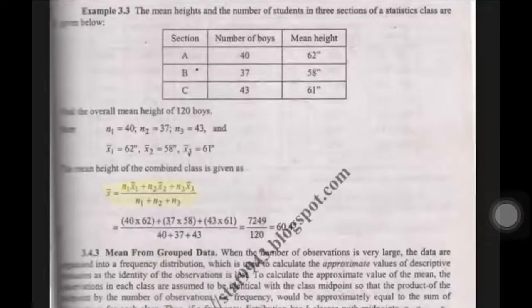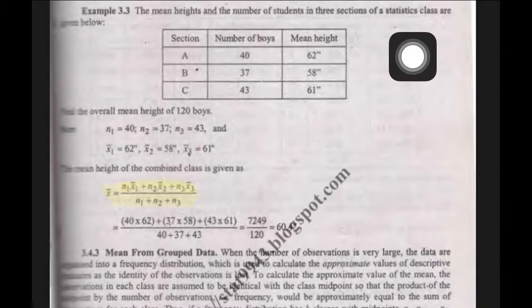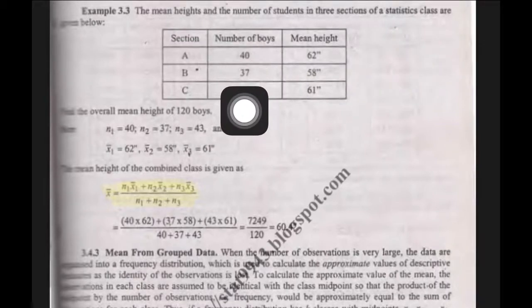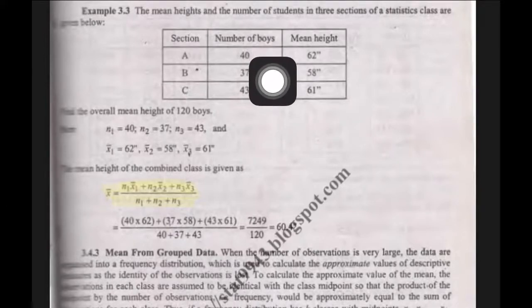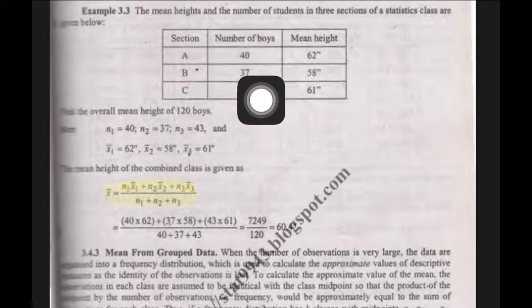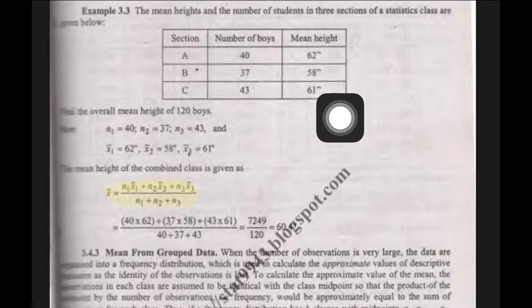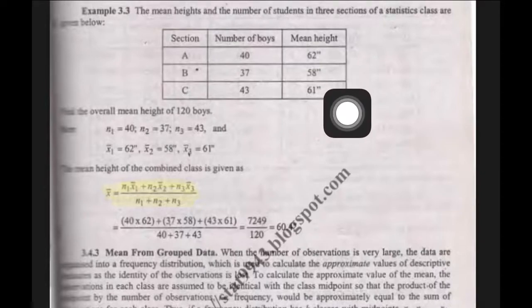So the next example: the mean heights and the number of students in the three sections of the statistics class are given below. These are the sections, these are the number of boys, and these are the mean heights. This is the value of n1, that is 40, this is the value of n2, that is 37, and this is the value of n3, that is 43. And this is basically the exercise: x1 equals 62, x2 equals 58, and x3 equals 61.